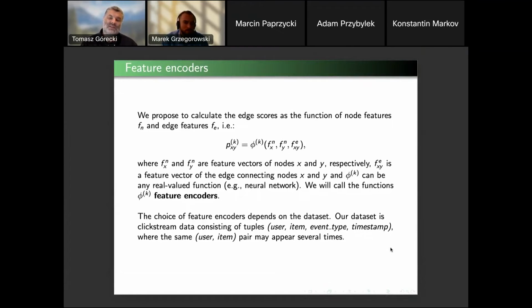In our case, our dataset is clickstream data consisting of tuples: user, item, event type, timestamp. Each pair may appear several times. So in this situation, it's very useful for us, because we have additional information, additional features, for example, timestamp and event type.